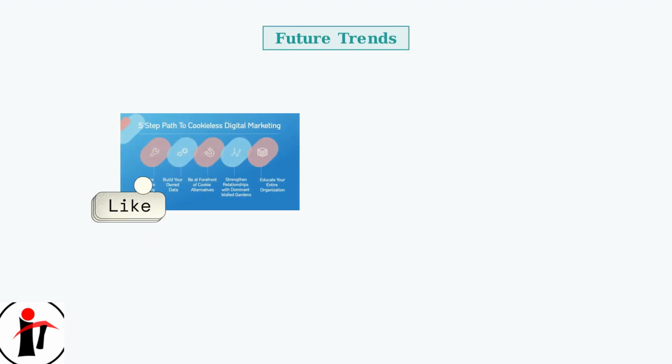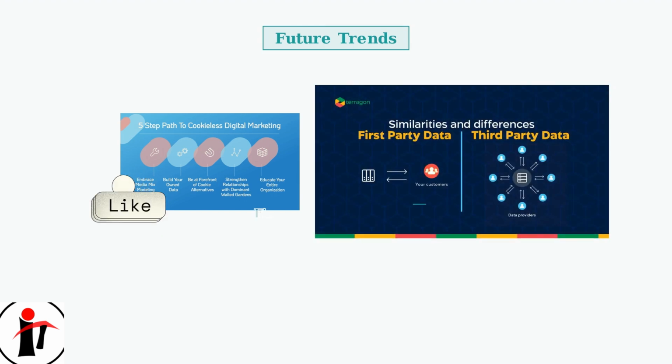Now let's explore the future trends that will shape conversion tracking and optimization strategies. The digital marketing landscape is rapidly evolving. The cookieless future is driving a fundamental shift toward first-party data and server-side tracking solutions. First-party data becomes crucial as third-party cookies disappear.